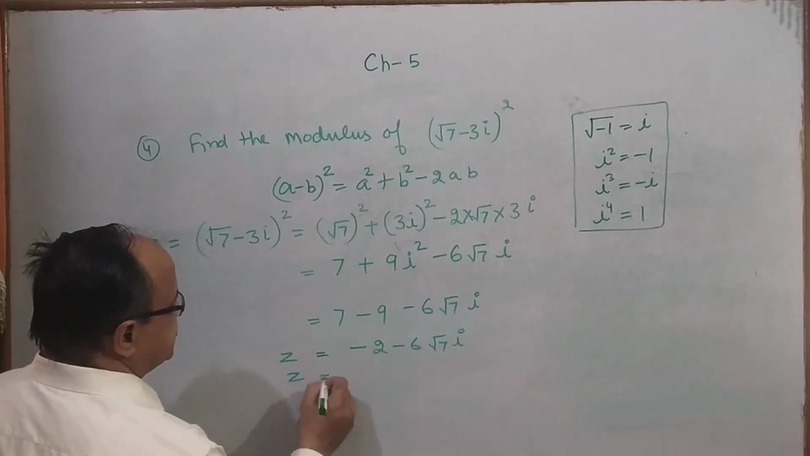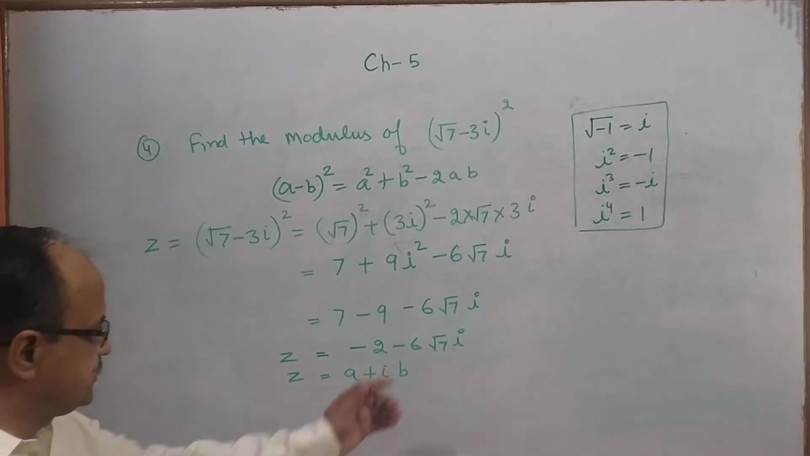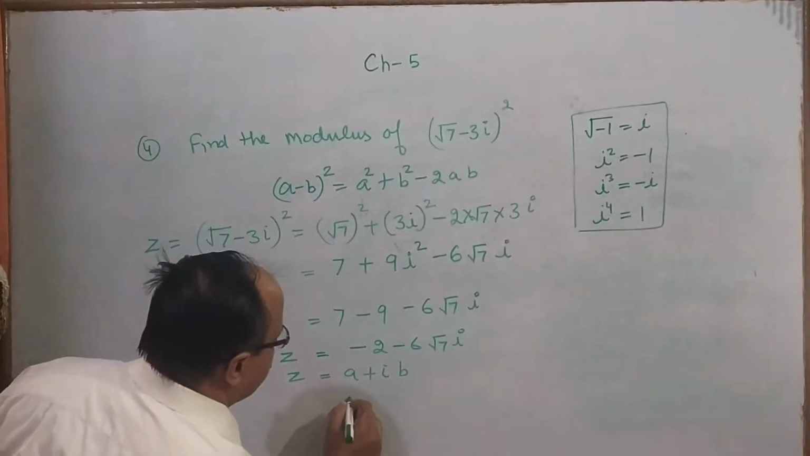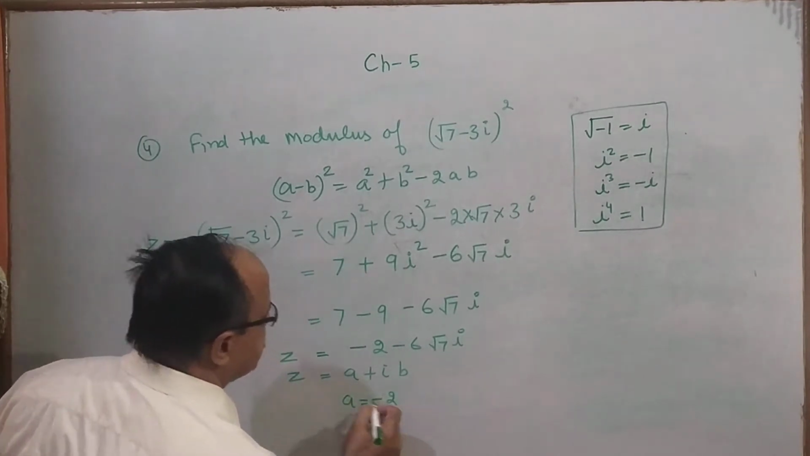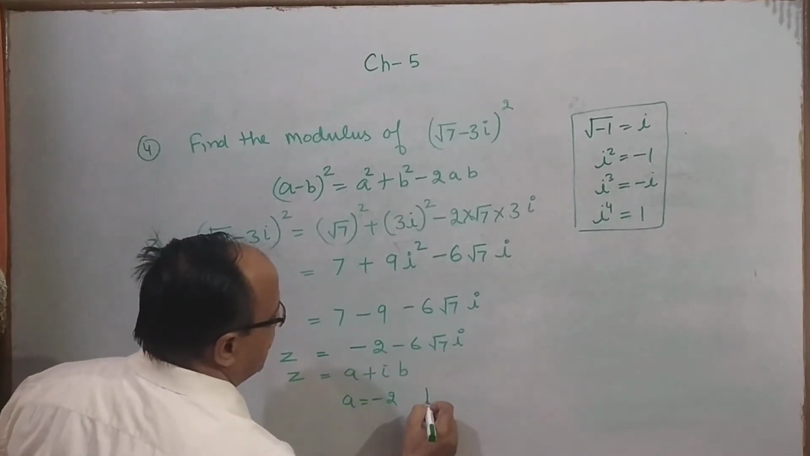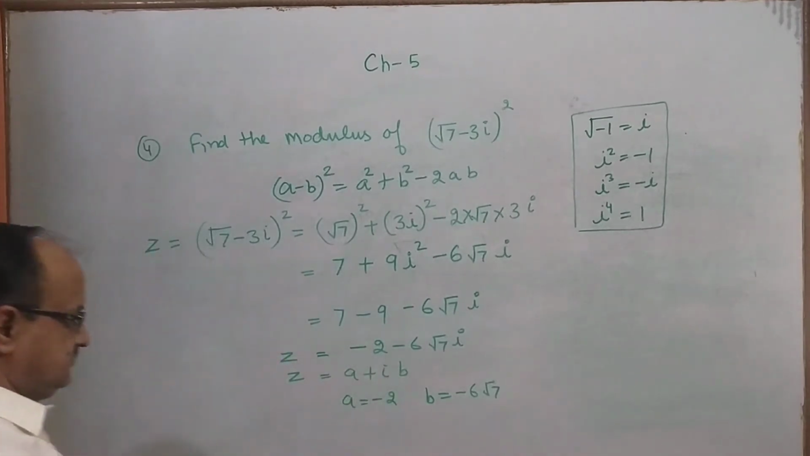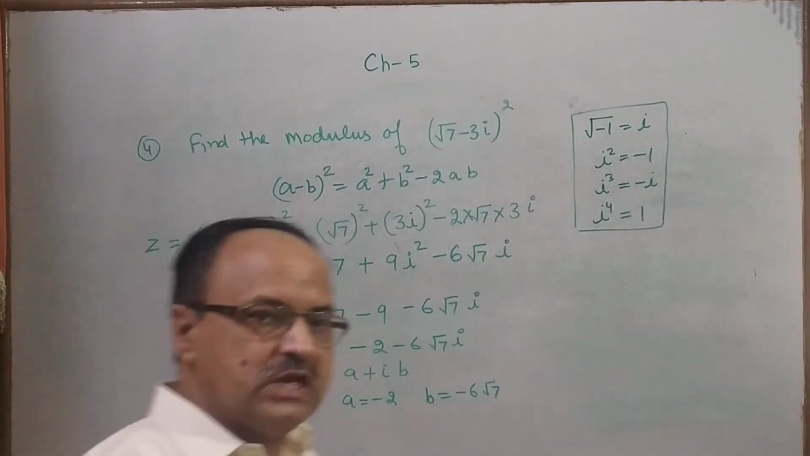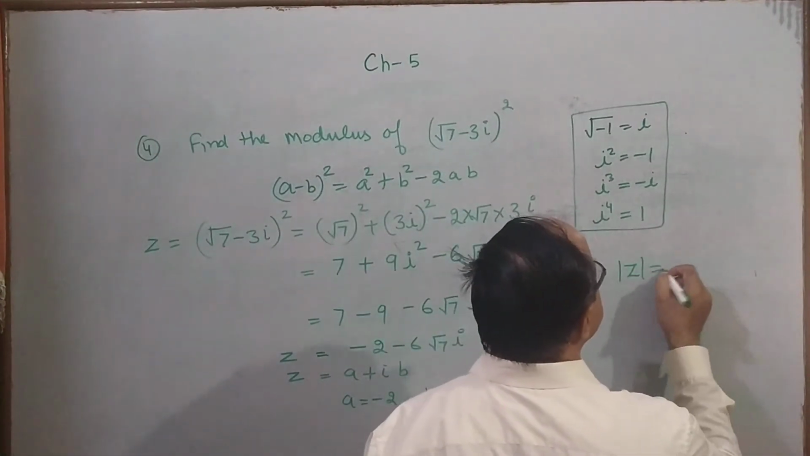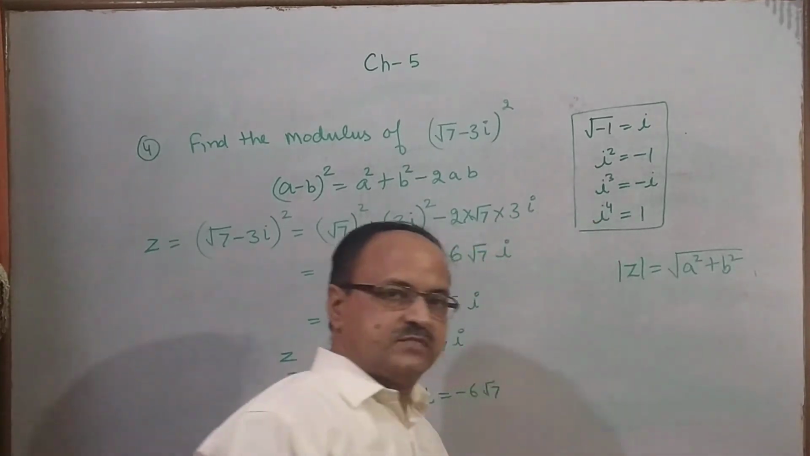When you compare this with the standard form a plus iota b, the standard form of the complex number, you will get a is equal to minus 2, the real part compared with the real part, and imaginary part compared with the imaginary part, b is equal to minus 6 root 7. Now can you find the modulus of z? Formula you know? Modulus of z is root a square plus b square. Apply this formula.